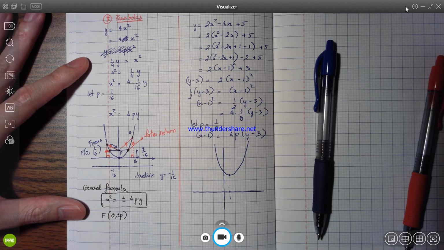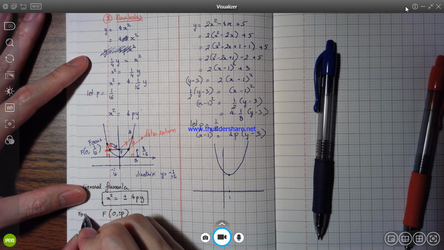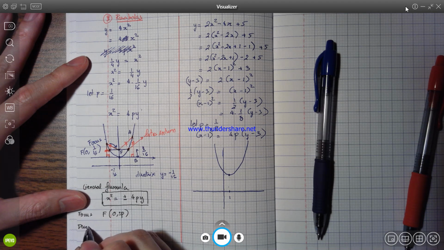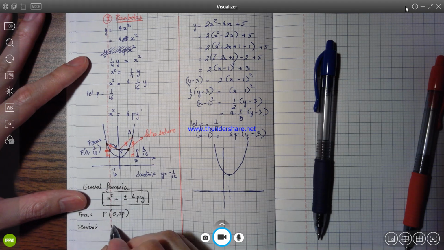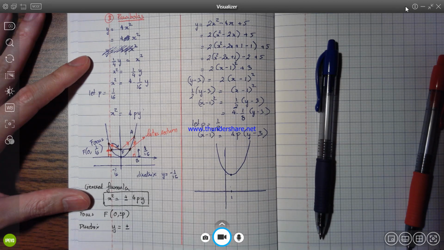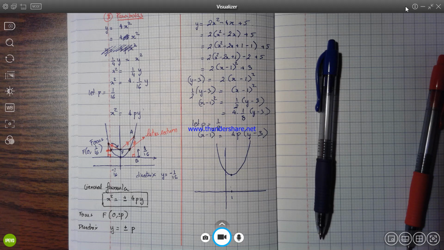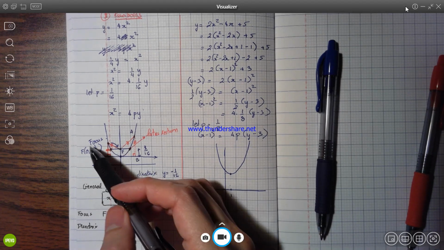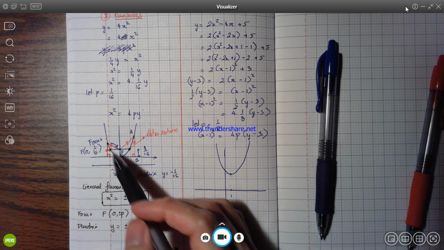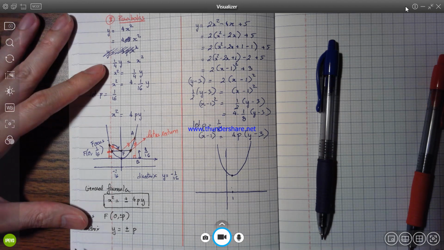The directrix, so this is the focus, the directrix will be y equals plus or minus p. If it is upside down, then it will be y equals p. If it opens up, then y equals minus p.